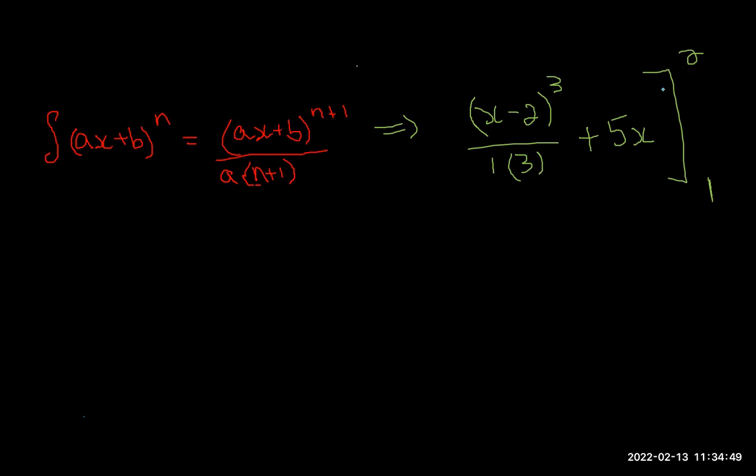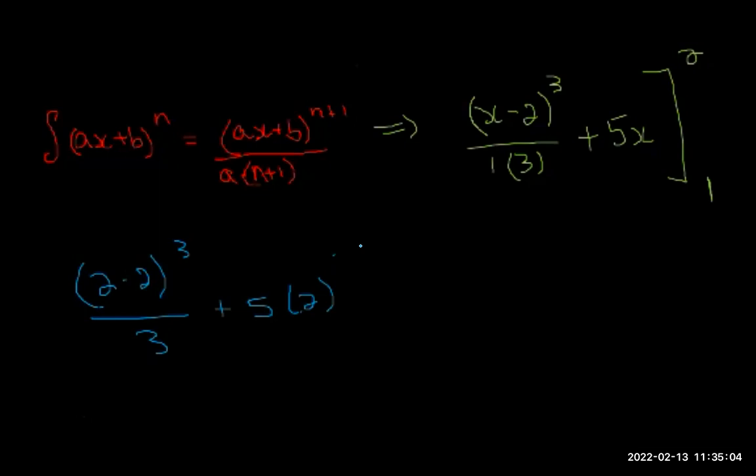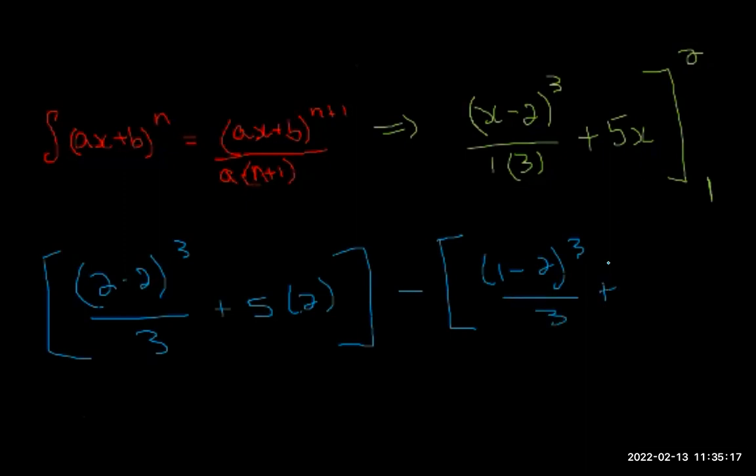Substituting my upper limit into this expression right here, wherever you see x, I replace it with 2. So this is going to become 2 minus 2 cubed over 3, plus 5x will become 5 by 2. So that's my first bracket. Then I'm doing the same with my lower limit. Wherever I see x, I replace it with 1. So I'm going to get 1 minus 2 cubed on 3, and then this 5x will become 5 by 1.